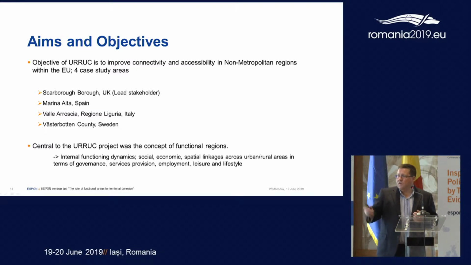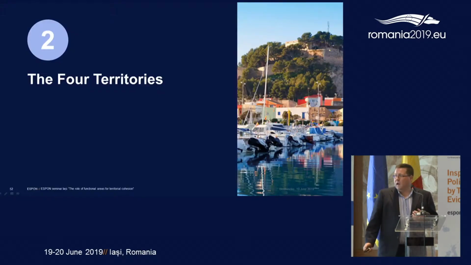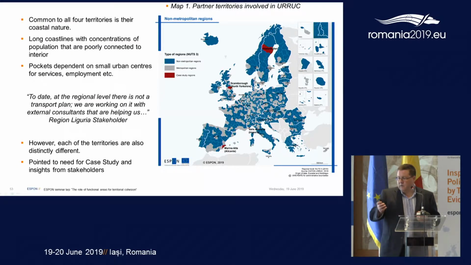The 4 territories, just to reiterate, were Scarborough Borough in the UK, and I just have a map here. Is there a pointer on this? If I press this, will it break? Okay, let's forget the pointer. You all know where the UK is. We've just outlined in red where Scarborough is. Then there's Västerbotten in Sweden, which, amusing to me, had a population slightly smaller than the county of Leitrim in Ireland, but a territory almost equivalent to the size of Ireland itself.